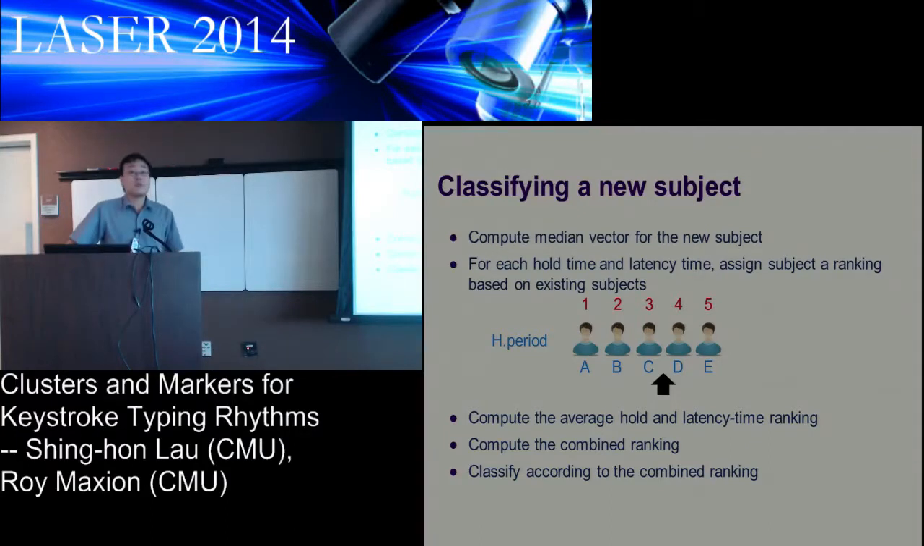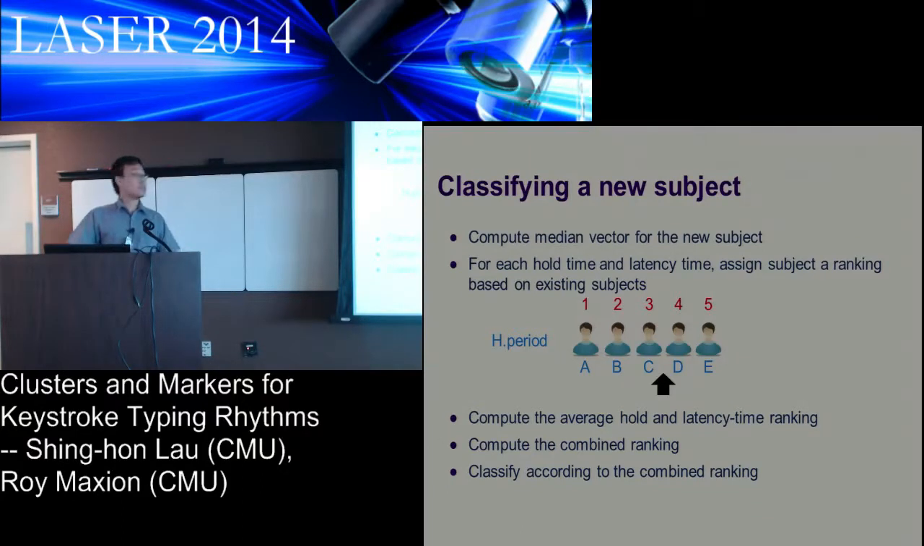So what you can do for a new person is you can effectively treat the data set that we've collected, or any data set that you collected, as a baseline. And so you can bring in a new subject, and based on only that person's data, you can compute the median vector for that subject. And then when you do this rank ordering, all you're going to do is rank order them in with all the other subjects, right?